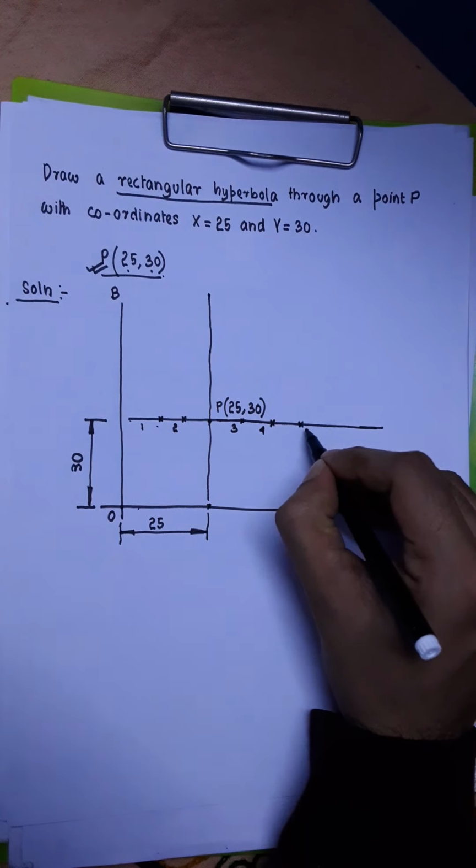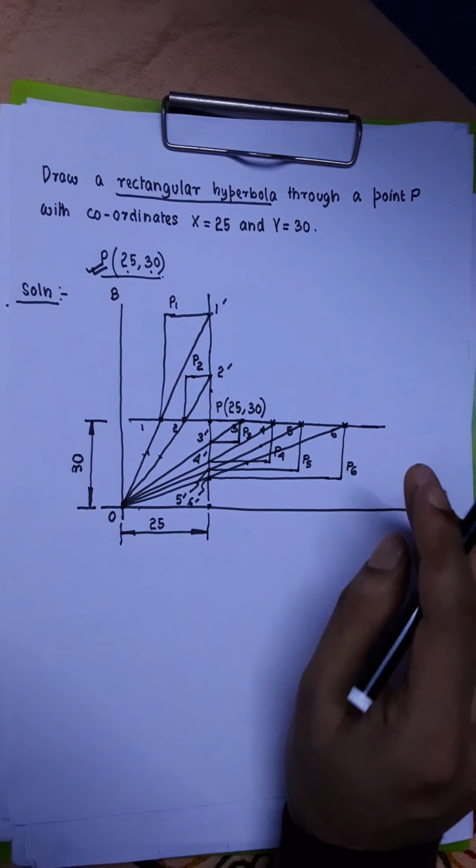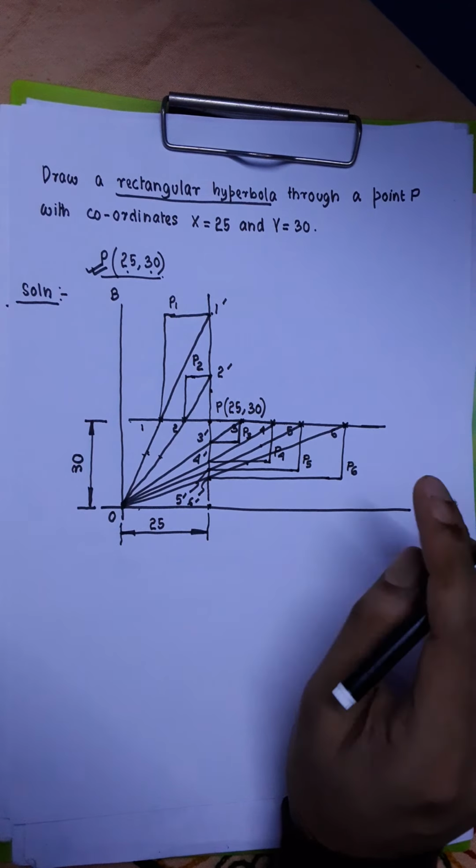So through these 6 points and of course through the point P, if you draw a continuous smooth curve with the help of French curve, then you are going to get the required rectangular hyperbola. So now I am joining these 7 points, namely P1, P2, P3, P4, P5, P6 and the point P. If you join these points by a smooth curve, then that will be the rectangular hyperbola which you were trying to construct. So this is the rectangular hyperbola.